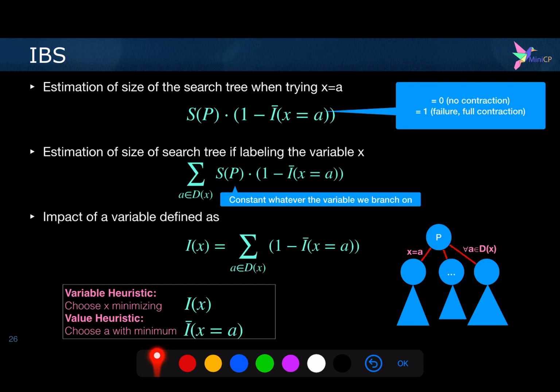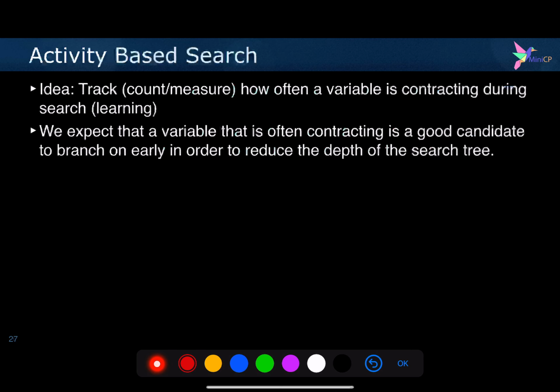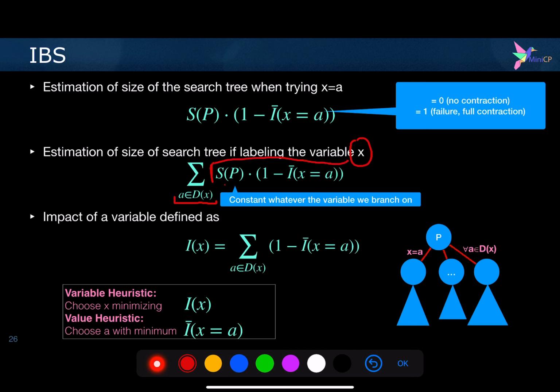But this is for the decision x equal to a. What we would like to do is to implement a variable heuristic, so we want to estimate the size of the search tree for x independently of the value. And so we can simply sum over all the values in the domain of x of this estimated size of the search tree if we were to branch on x equal to a. We take the sum of everything like this. But what you can observe is that the factor S(P) will be the same for all the variables, so this will probably not impact our decision on which variable we should branch on. We can get rid of this.